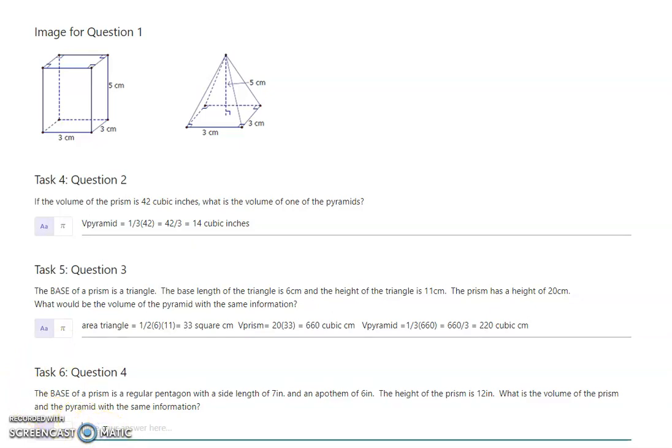And for the last one, the base of the prism is a regular pentagon with a side length of 7 inches and an apothem of 6. So that means the base of the triangle and the height of the triangle is 7 and 6. And it's a regular pentagon, which means it's made up of 5 identical isosceles triangles. And then the height of the prism is 12. So the first thing that we need to do is find the area of the regular pentagon.